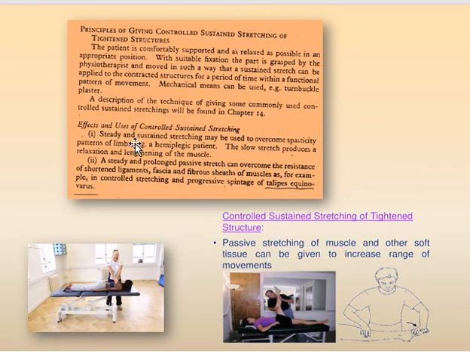And we can say what are the effects and uses of controlled sustained stretching. Basically it is used in hemiplegic patients. And what is hemiplegia? Basically hemiplegia is paralysis of one half side of the body. Hemi means one side, meaning it involves the patient's one upper limb and one lower limb. Similarly, a steady and prolonged passive stretch basically overcomes the resistance of shortened ligament, fascia and fibrous sheaths.